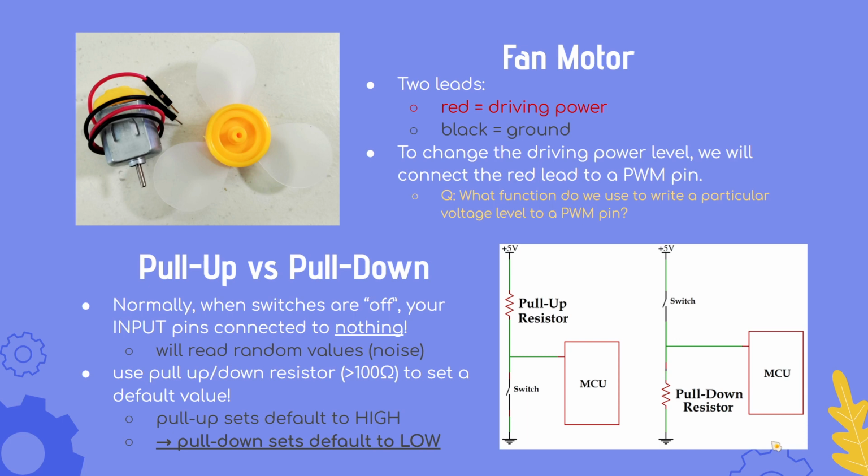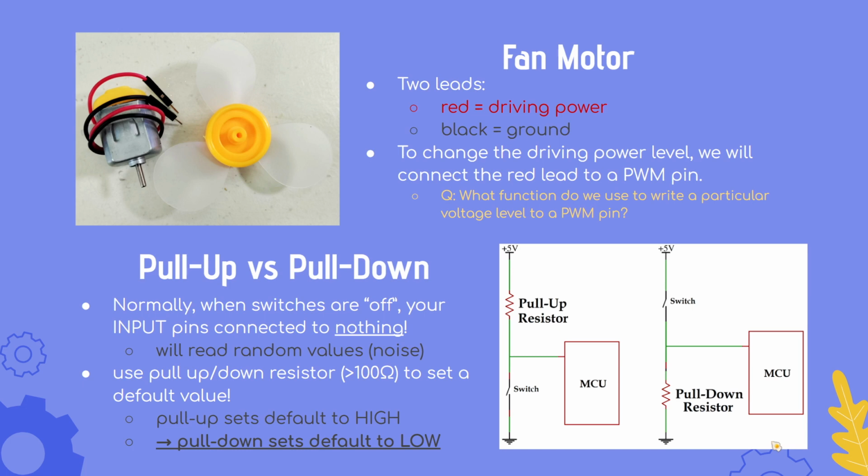Alright, so as some concepts for this workshop, we're going to be dealing with the fan motor and, guess what, pull up, pull down systems, for your buttons. In terms of the fan motor, there are 2 leads: your red lead and your black lead, but they mean a lot more than that. Black is your ground, and red is driving power.